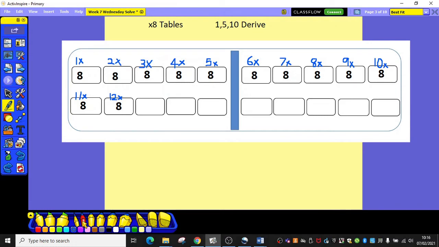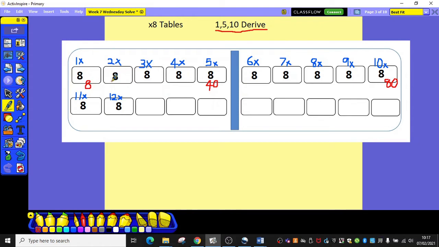Welcome back, Year 4. 1 times 8 is 8. 10 times 8 is 80. And half of 80 is 40. Half of 10 is 5. 5 times 8 is 40. And this is our idea of what we call 1, 5, 10 derive. 3 facts that we generally know because we're good at our 5 and our 10 times table. We can use that to help us derive the other facts.